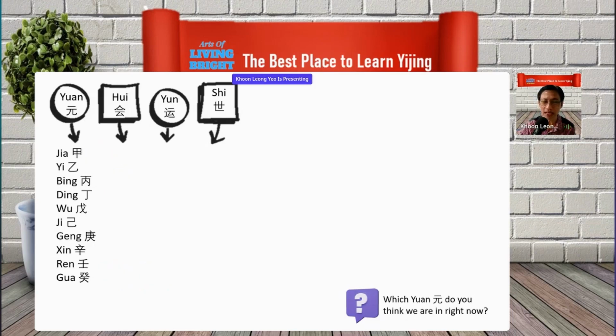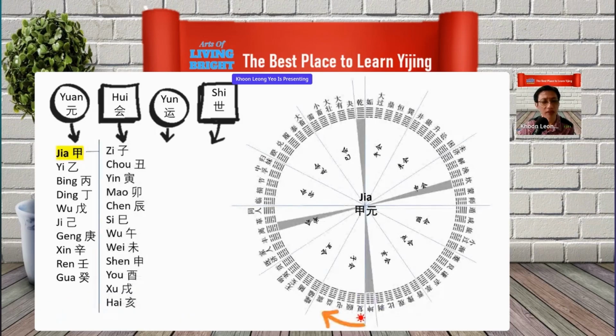Okay, any more guesses? Best guess? Which yuan do you think we are in? H1, H2, H3, H4, H5, H6, H7, H8, H9, H10. Remember, each yuan is equivalent to 129,600 years. Pepe says yeah. Okay, very good. We are indeed in the Jia Yuan. So meaning we are still very much an infant civilization.